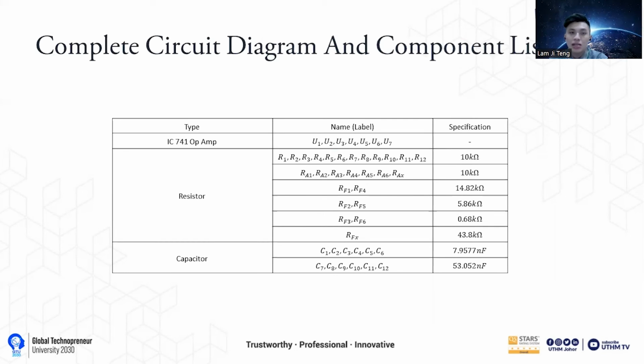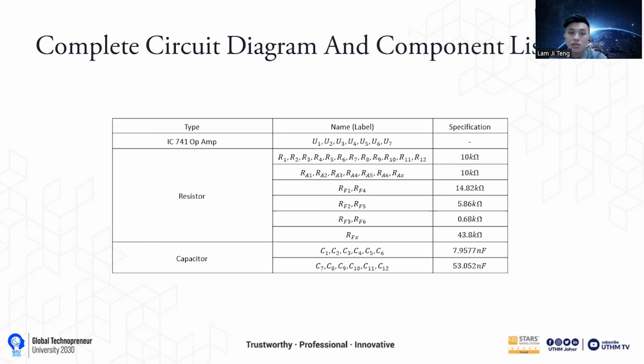They are using IC 741 operational amplifier. And then for the resistors, R1 until R12, we use 10 kilo ohm. And then RA1 to RAX, we also use 10 kilo ohm. And for the RF1 and RF4, it is 14.82 kilo ohm. And the RF2 and RF5 is 5.86 kilo ohm. And the RF3 and RF6 is 0.68 kilo ohm, and the RFX is 43.8 kilo ohm.